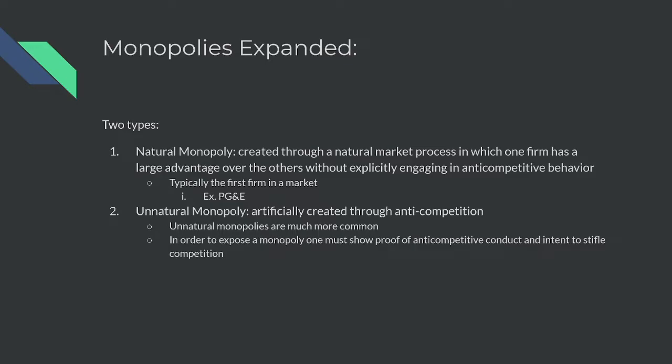And then there are unnatural monopolies, which are artificially created through anti-competitive behavior. Unnatural monopolies are much more common, and in order to expose a monopoly, one must show proof of anti-competitive conduct and an intent to stifle competition.